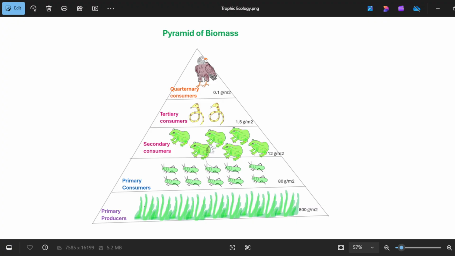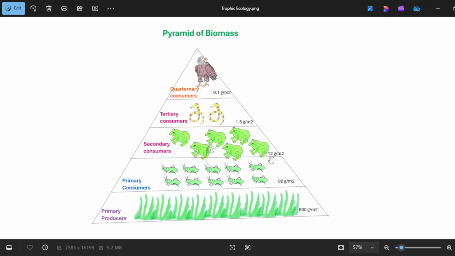Next comes the pyramid of biomass. Here we saw the grass, the dry weight of the grass is 100 grams per meter square. Now the grasshoppers, the biomass of that is 80 grams per meter square. So biomass is the dried flesh and weight of that.